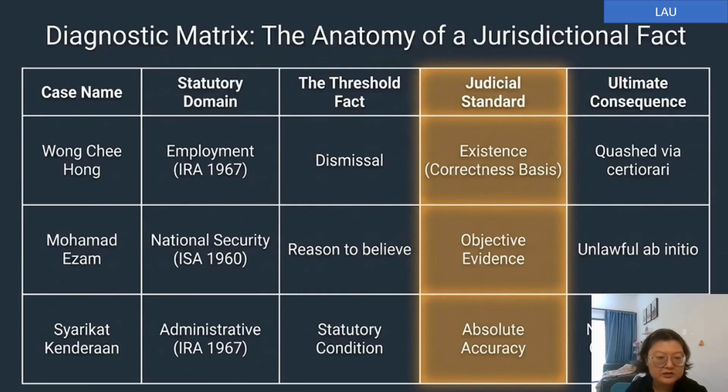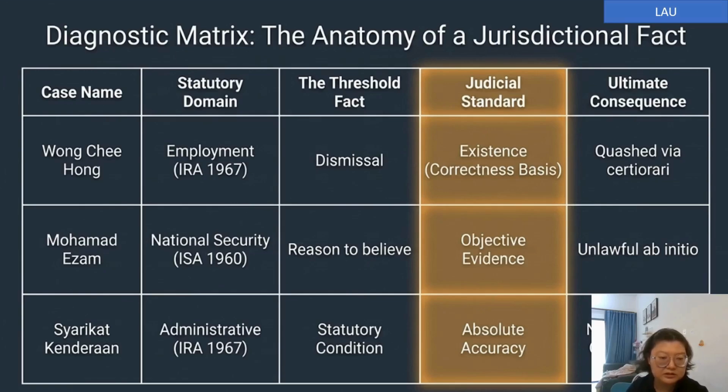And Syarikat Kenderaan deals with an administrative decision under the Industrial Relations Act. The threshold fact was a general statutory condition. The court demanded absolute accuracy. The result was that the decision became a nullity strong enough to pierce even a statutory ouster clause.